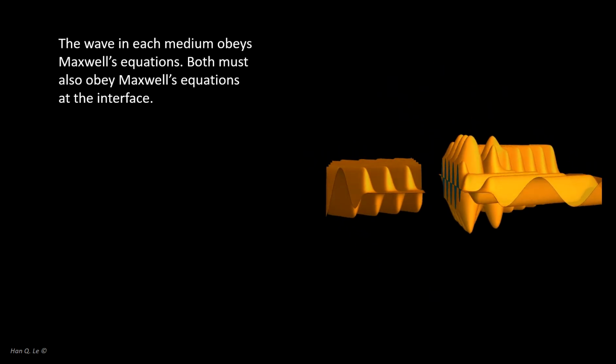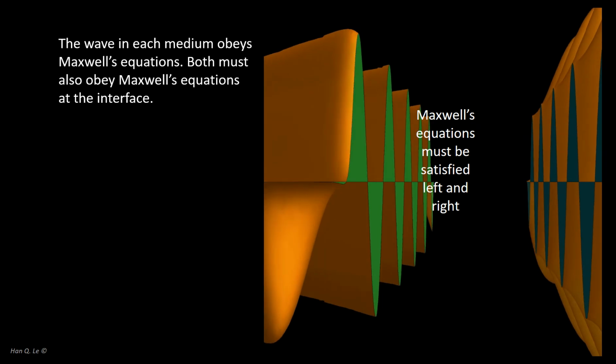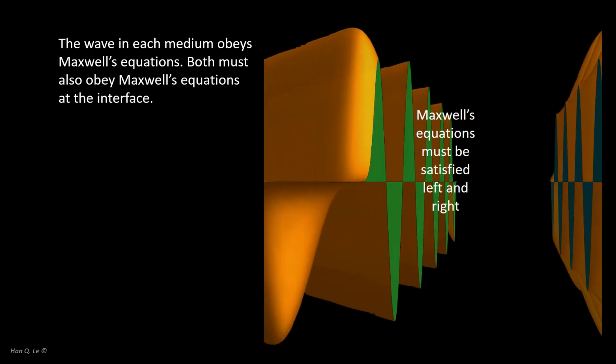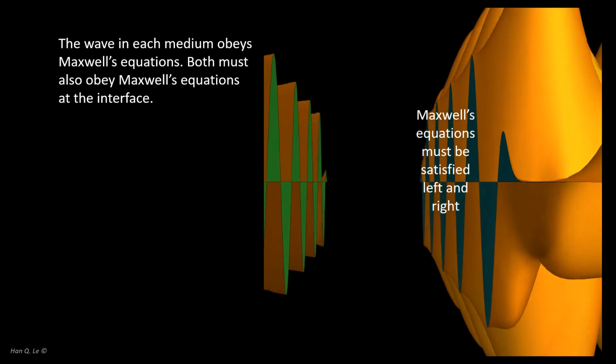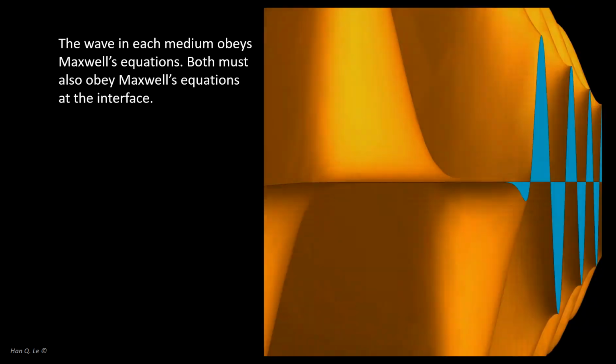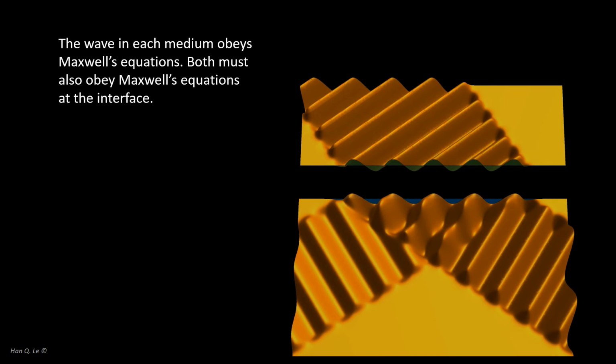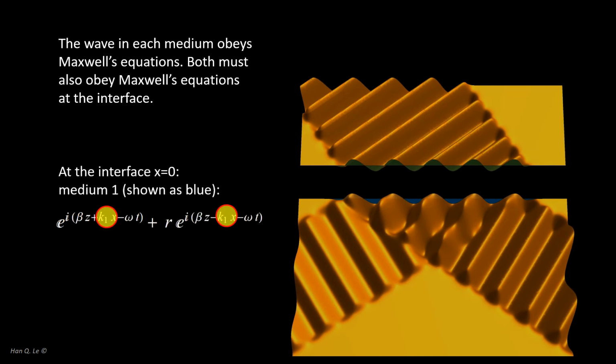It means that the two waves in the two media are not independent, but must satisfy the same physical laws at their interface boundary. In terms of the mathematical model, the wave expression of each side must obey the physical laws at the interface, which is the plane of x equal to 0 in this case.